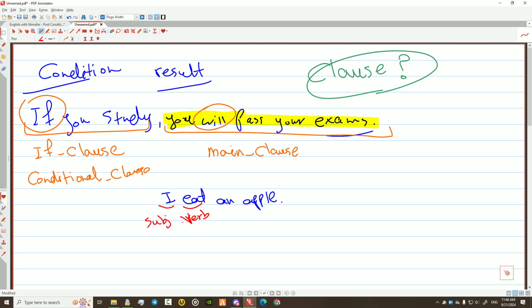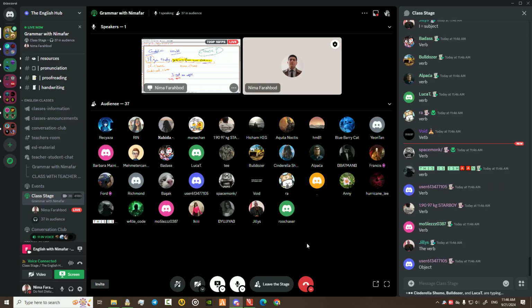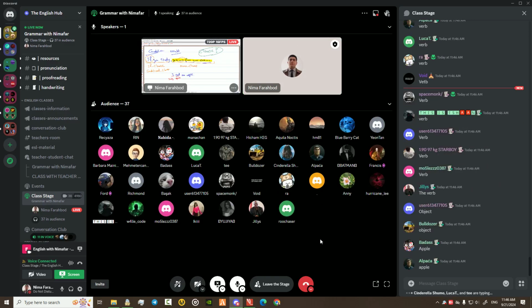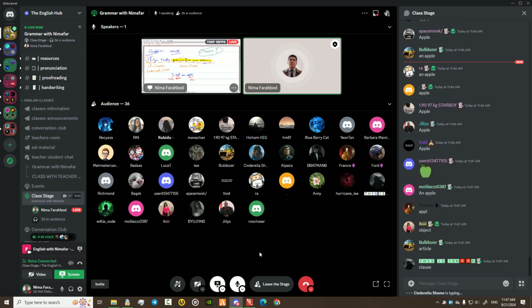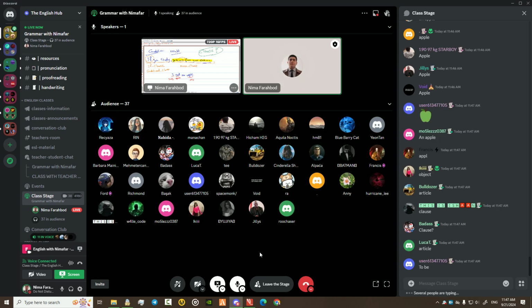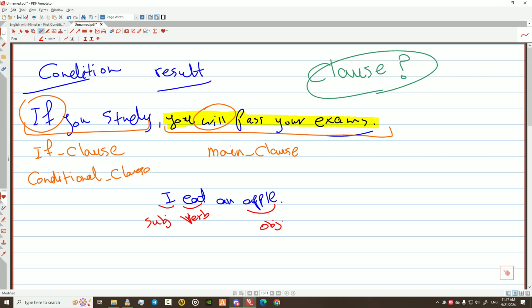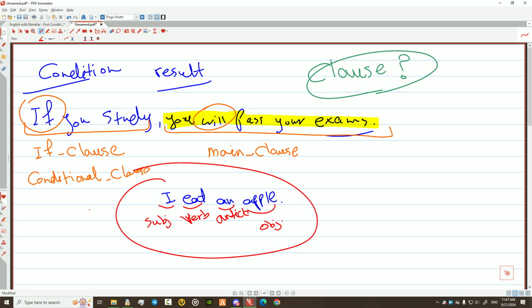What is my object? Apple. What is an? An is not a clause. Article. Very good. Whether it's a, an, or without, we call it article. Very good. This is a clause. This is a clause all together. Or people call it a sentence too.